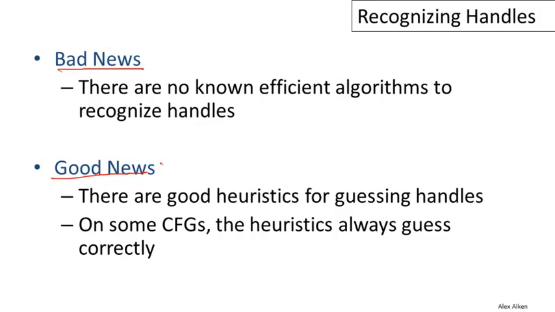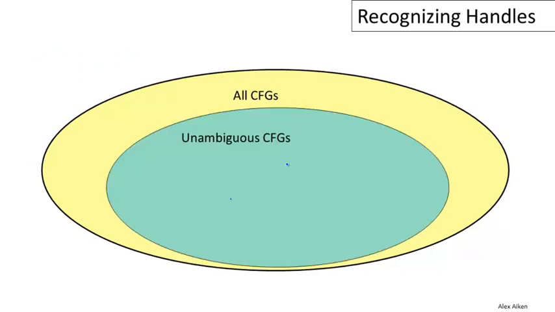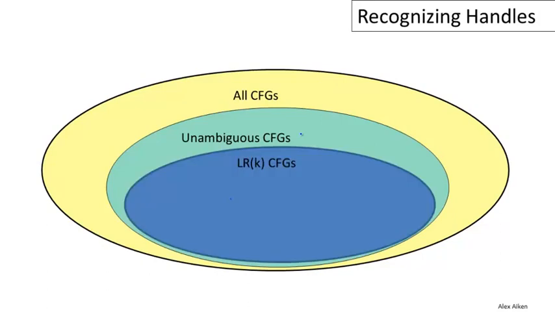The good news is that there are heuristics for guessing handles, and for some fairly large classes of context-free grammars, these heuristics always identify the handles correctly. We can illustrate the situation with a Venn diagram. If we start with the set of all context-free grammars, then the unambiguous context-free grammars are a subset of those, and then an even smaller set are what are called the LR(k) grammars. And here, just to remind you, L stands for left to right scan, R stands for rightmost derivation, and k stands for the number of tokens of lookahead.